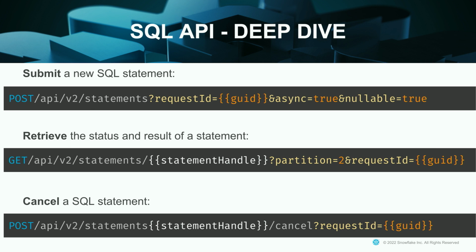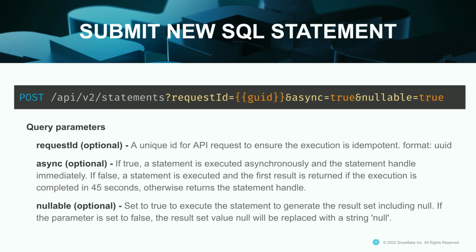So let's take a deeper look at each one of these on what query parameters there are and some of the different development considerations for each one. So when submitting a new SQL statement, there's a few query parameters that are very important to keep in mind. First and foremost is the request ID. Why is this so important? So with a request ID, it allows you to have an idempotent request to Snowflake. This is especially for a database where your SQL statement could be inserting data or it could be deleting data based on whatever SQL query that you're doing.